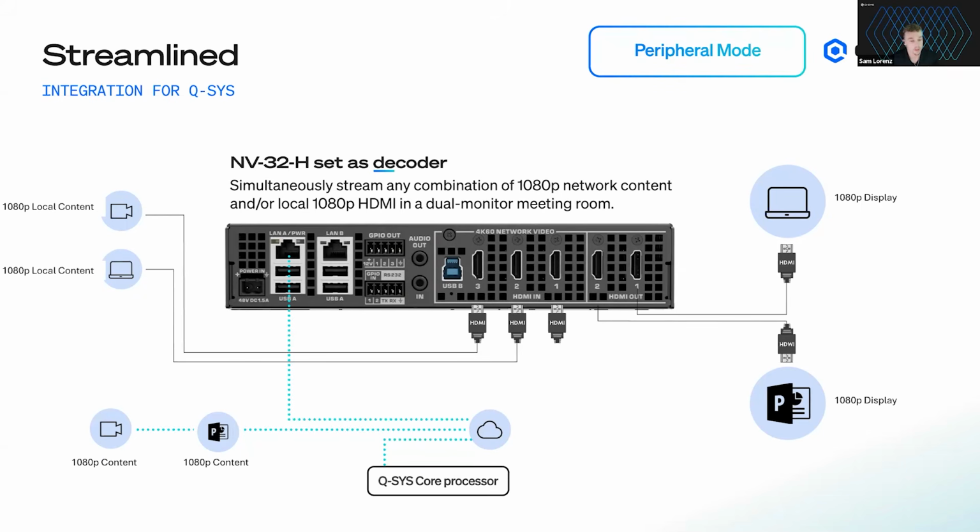Same thing here. In decoder mode, you are able to do two displays out. Again, that will then be in 1080p, and you still have that same local switching capability as well as the capability of bringing in any networked video stream that has been encoded with our NV series as well.